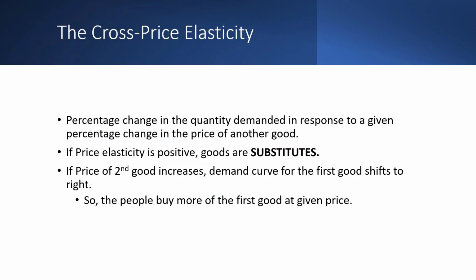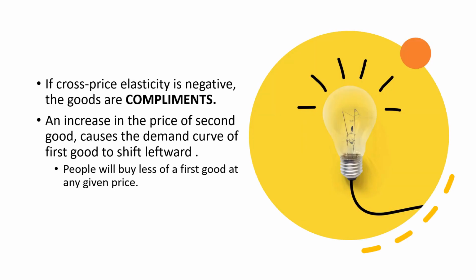After that we have the cross-price elasticity. It is basically the percentage change in quantity demanded in response to a given percentage change in the price of another good. If cross-price elasticity is positive, the goods are substitutes. If the price of the second good increases, the demand curve for the first good shifts to the right. So people buy more of the first good at a given price.